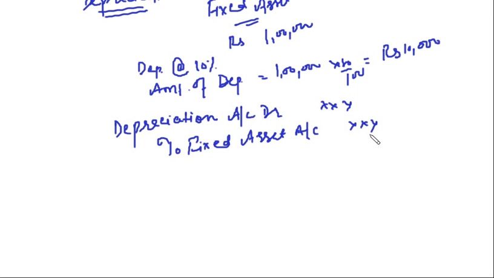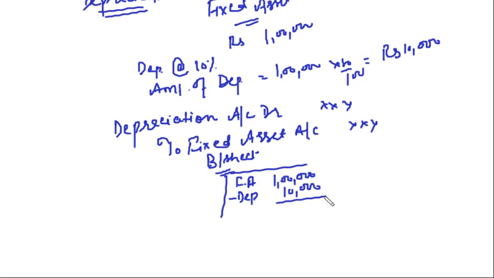Now, if you look at the balance sheet, your asset will appear at fixed asset 1 lakh minus depreciation for the year 10,000, and your fixed asset will appear at 90,000. Clear this much? You are charging depreciation on the fixed asset, reducing its value, so in the balance sheet your fixed asset will appear after charging depreciation. The journal entry will be depreciation account debit to fixed asset account, because depreciation is our expense. Clear?